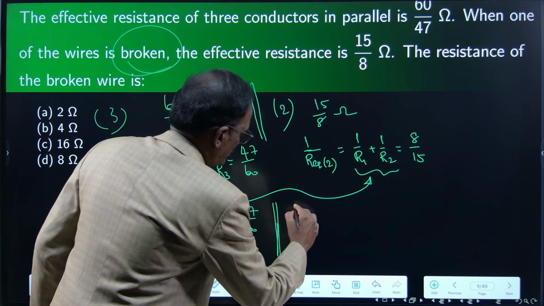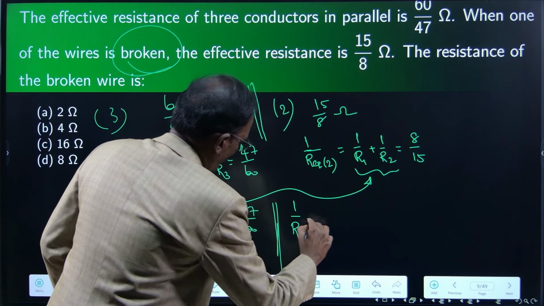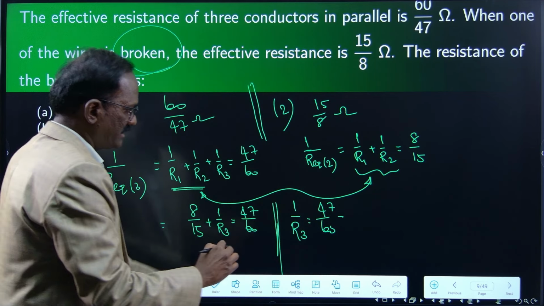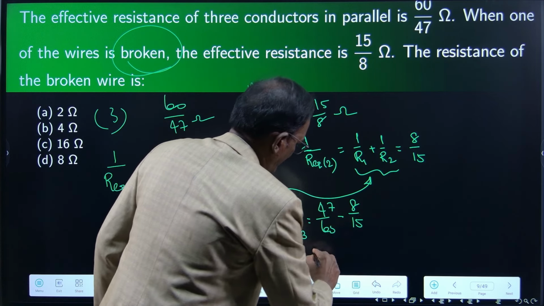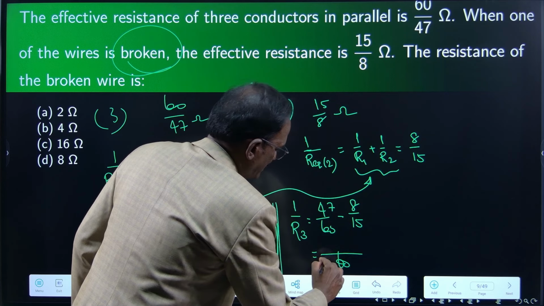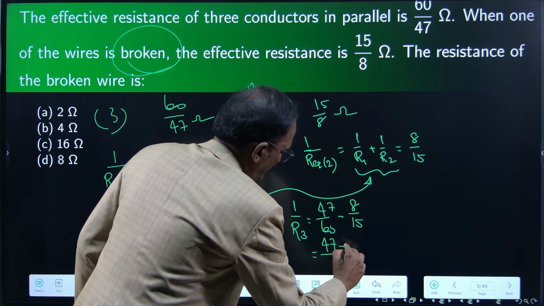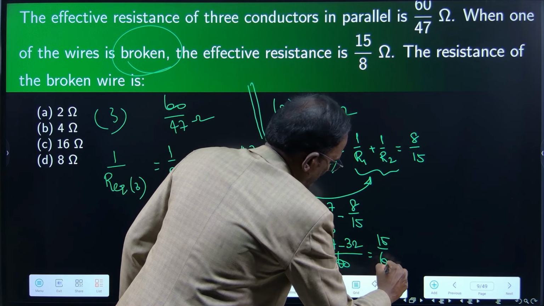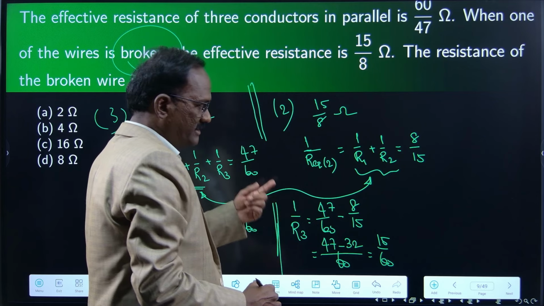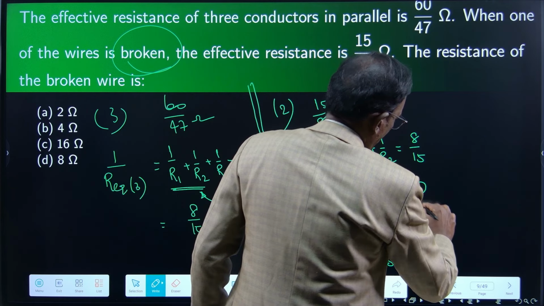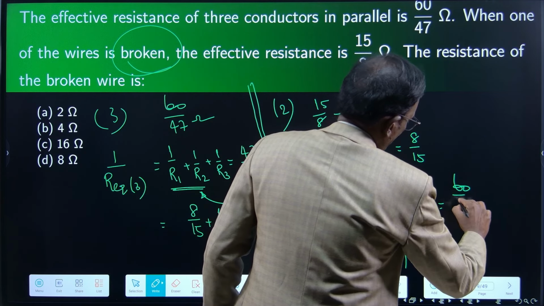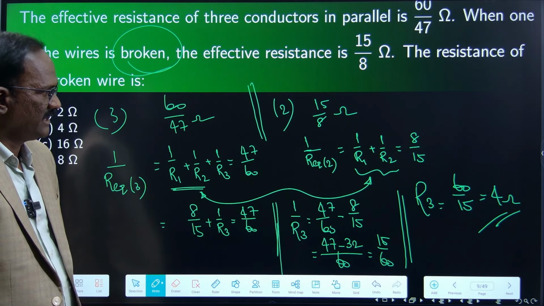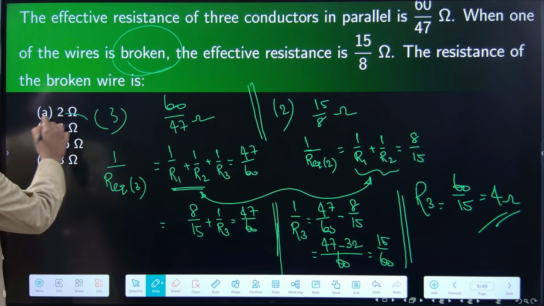1 by R3 is equal to 47 by 60 minus 8 by 15. Taking 60 as the LCM, 47 minus 32, it is 15 by 60. So we need R3, which is 60 by 15. That is 4 ohms. So the broken wire has a resistance of 4 ohms. Option B is the answer.